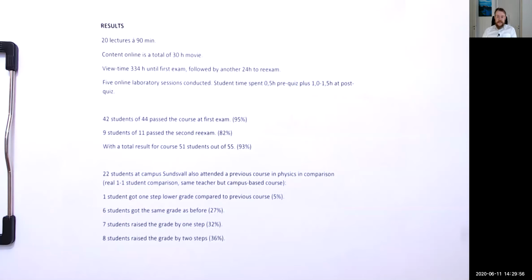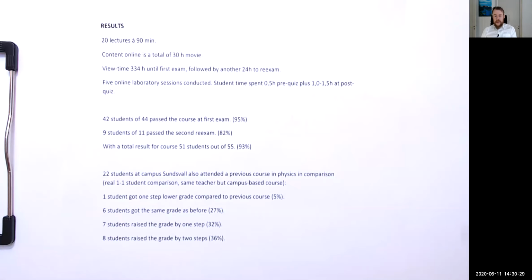If you look at statistics, 334 hours of viewing time were made by all the students together until the first exam. The course was conducted during April and May, over 2 months. After the first exam, another 24 hours of watching occurred, which is a positive value compared to a campus-based system, because then you don't have any more teaching after the first exam.